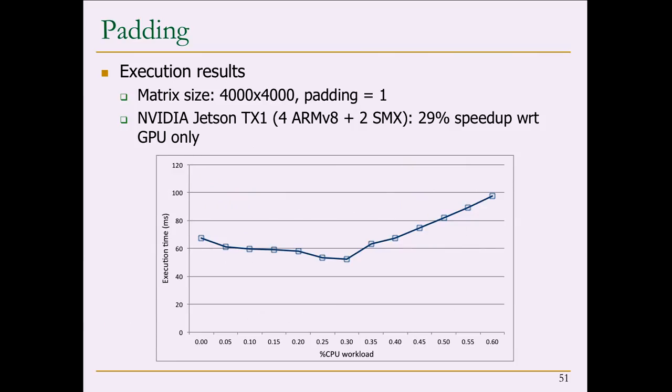We can do that, again, on our NVIDIA Jetson TX1, and we see some improvement from doing that. If we assign, for example, 30% of the matrix to the CPU threads and the rest to the GPU threads, we can obtain up to 29% speedup with respect to the GPU-only version, because the CPU threads are also collaborating.